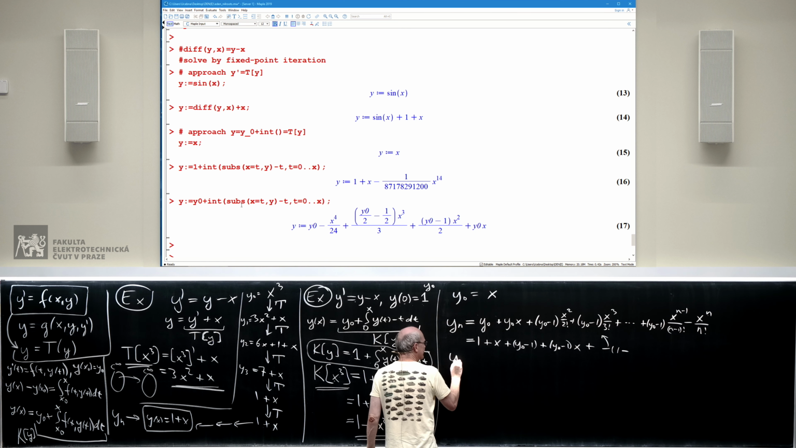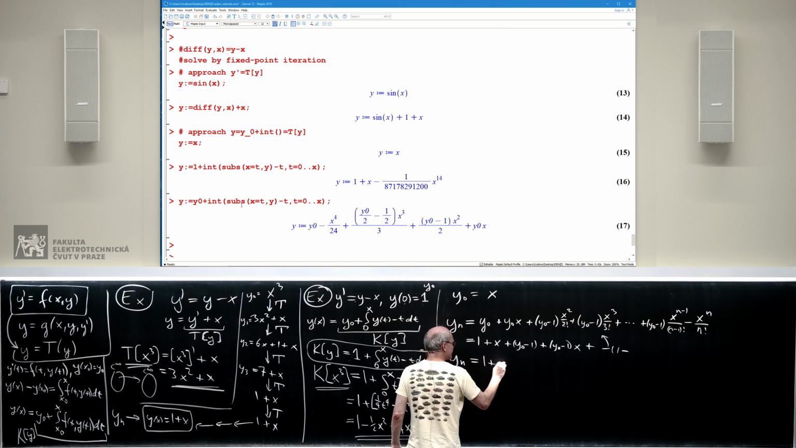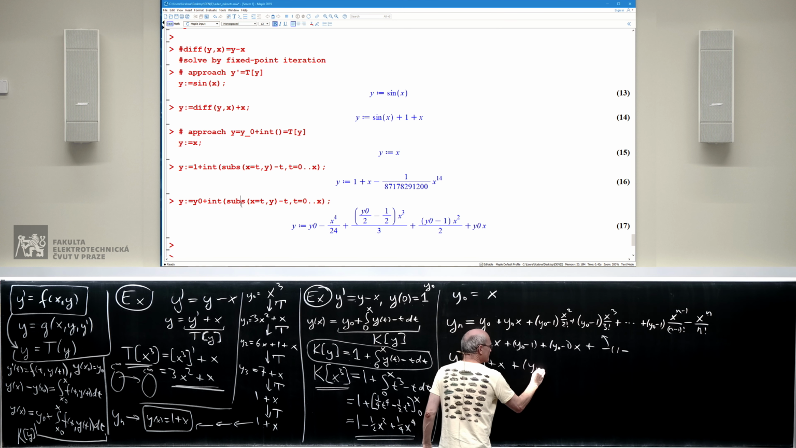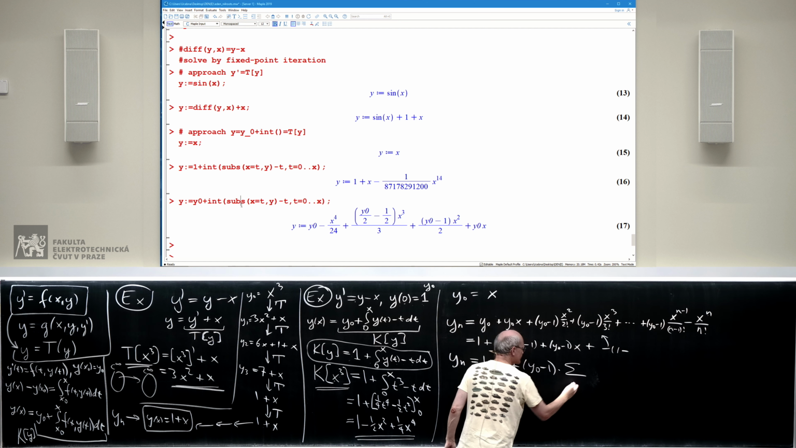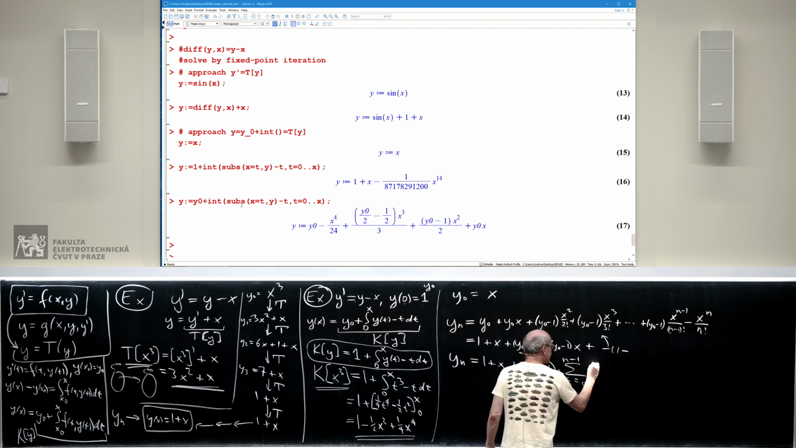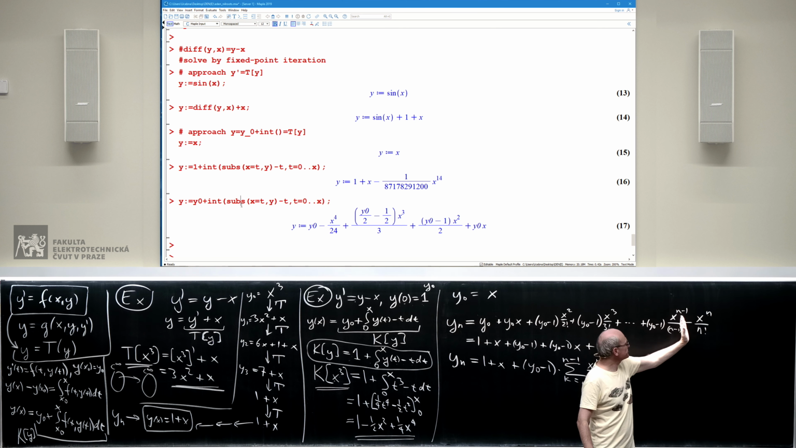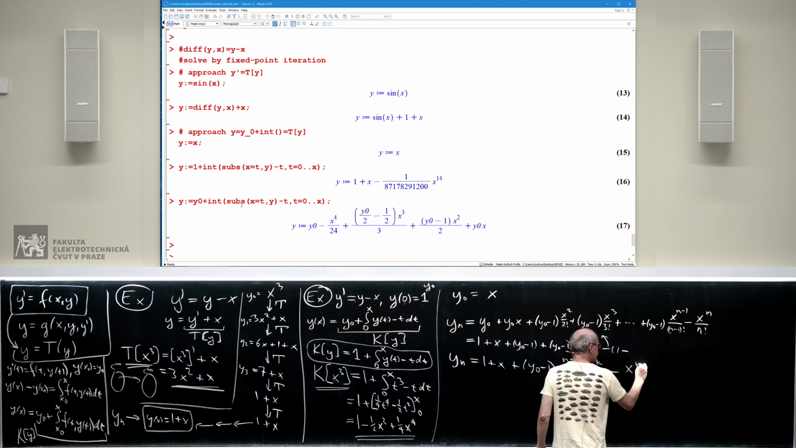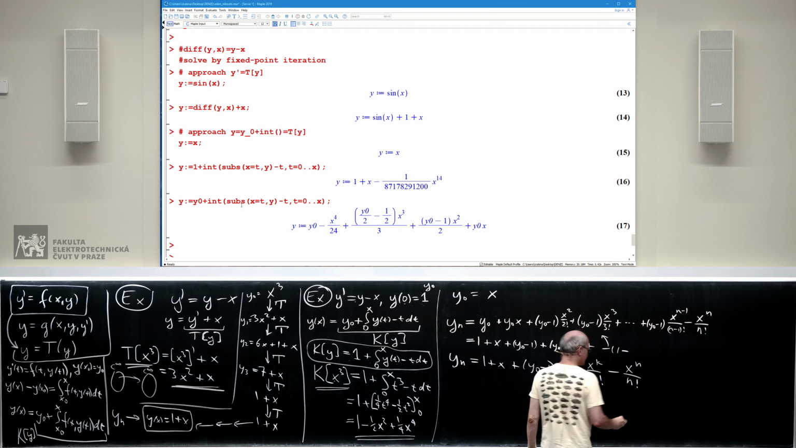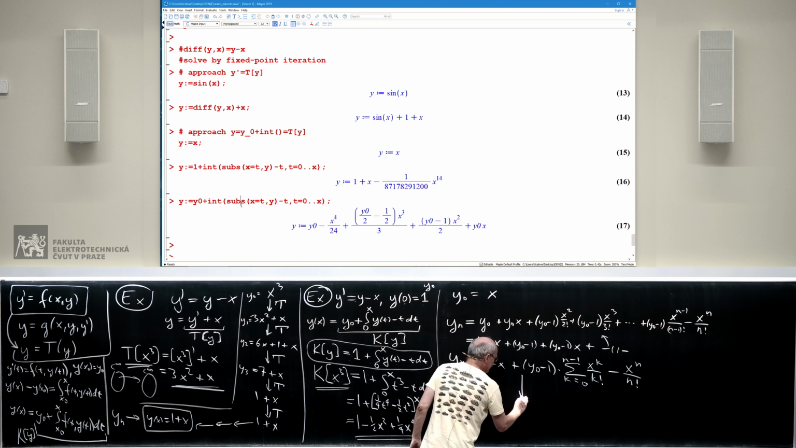And now finally, I can write a very nice formula for the nth iteration. It's 1 plus x, then there is y naught minus 1 times summation k going from 0 to n minus 1, x to k over k factorial. This takes care of this first part, and then there is this extra power, minus x to power n over n factorial. So that's a nice formula, and I ask what happens when n goes to infinity.